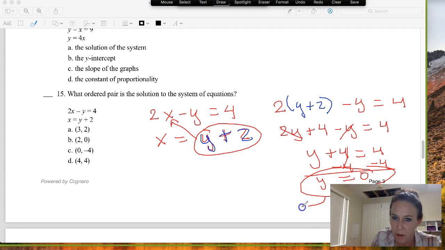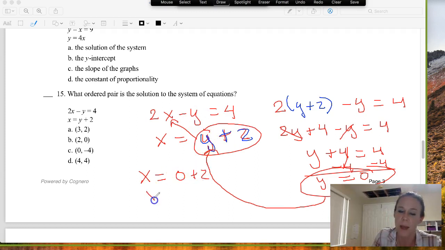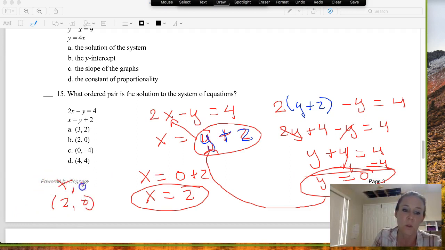And I do that by plugging the value for y into either of the equations. It's easier here because I can solve for x really quickly. So x equals, you can plug y into this equation or this equation. We picked this one. x equals 0 plus 2, so x will just equal 2. So I have x equals 2, y equals 0. As an ordered pair, that would be (2, 0). Remember, in ordered pairs, x is first, y is second. Right? So (2, 0) is my solution, and that is B.